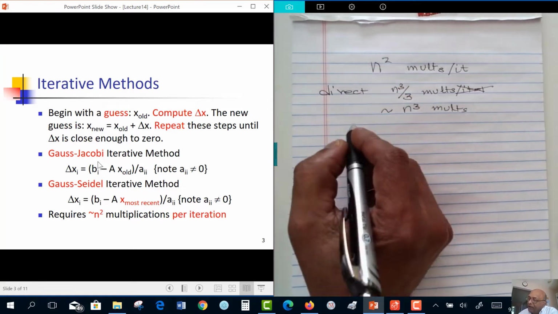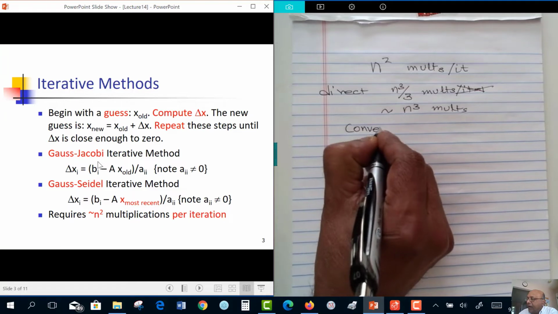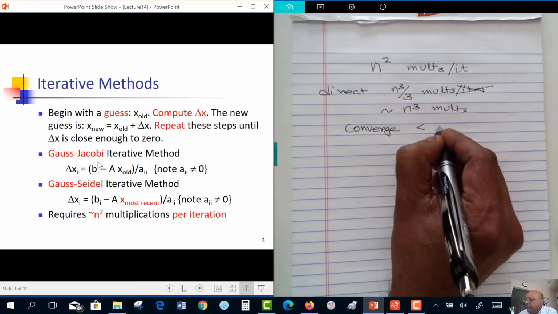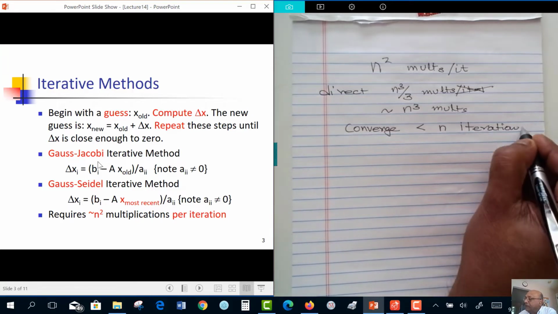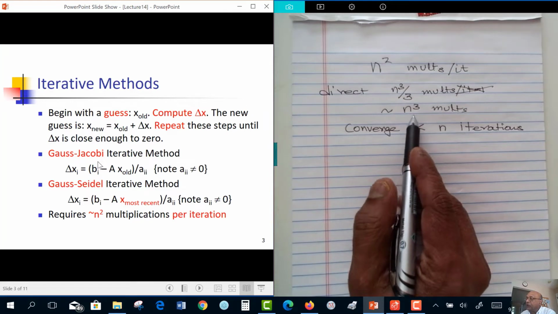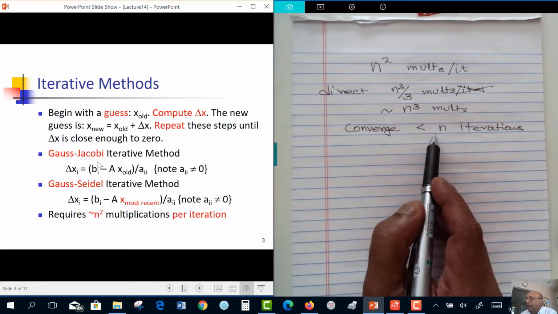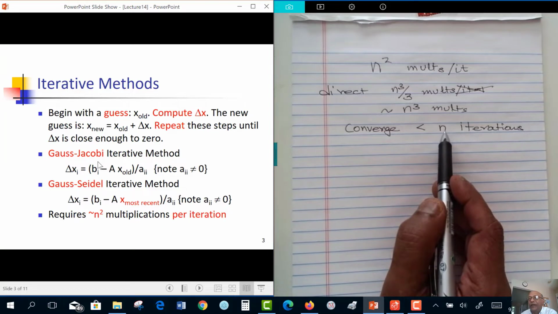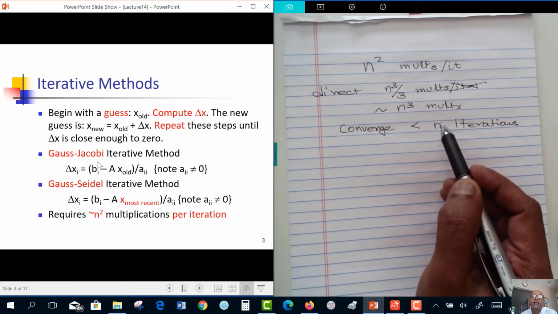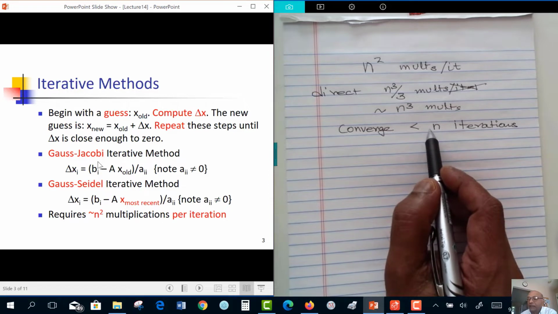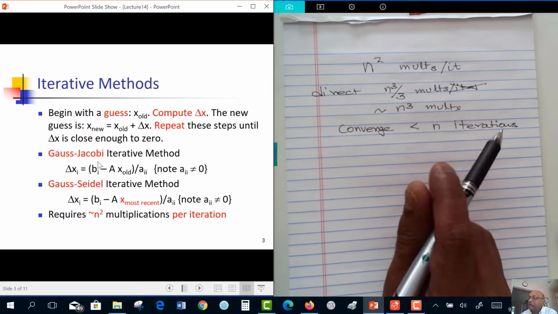So therefore, if we converge in less than n iterations, then of course our iterative method becomes efficient compared to the direct method. Of course, if n is small, like 3, we don't expect to converge in 3 iterations. So we don't use iterative methods for small systems. We use them for large systems. Imagine if n is a million. Now we just need to converge in less than 1 million iterations. So for large systems, iterative methods can be very, very efficient.